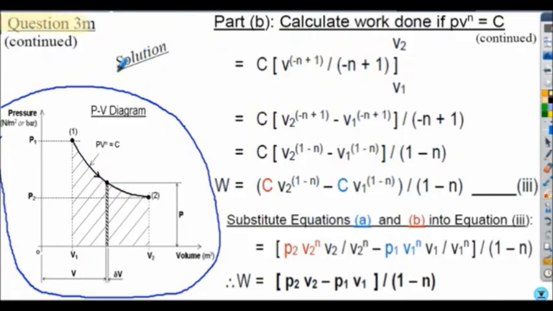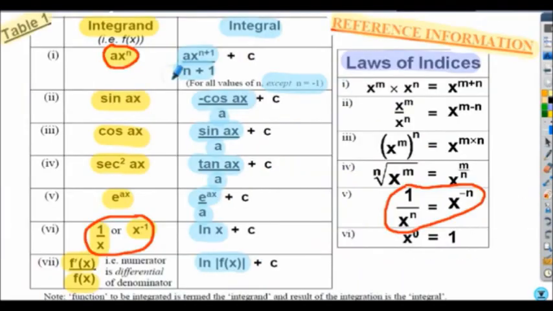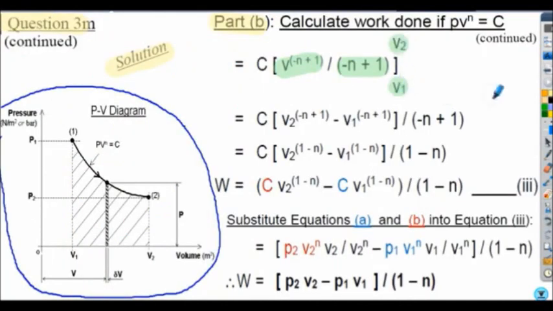For question 3m, solution continues, part B. So integrating v to the negative n. This is item 1 in our integral table, integrating ax to the n this time. And the solution is ax to the n plus 1 over n plus 1, shown here. And our limits are still v1, v2. So next line, imposing the upper and the lower limit. What I've done on the next line is just slightly simplify the expression, that's all. The next line is simply multiplying the numerator by the constant c. So c shown here, c shown here. There's an expression for work done, equation 3.